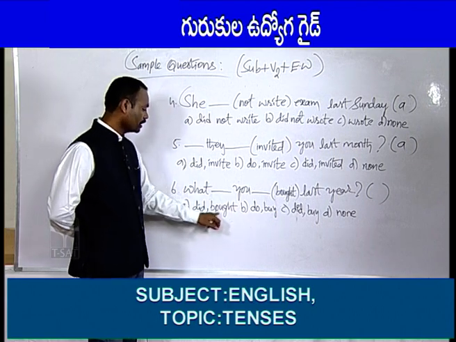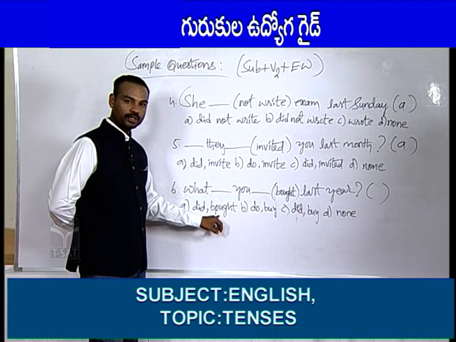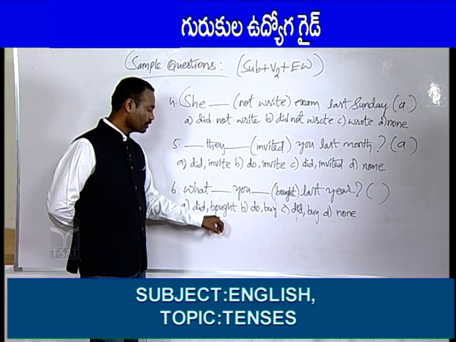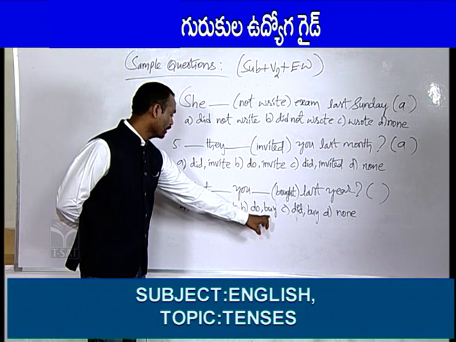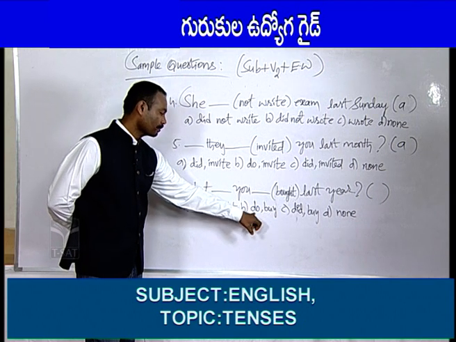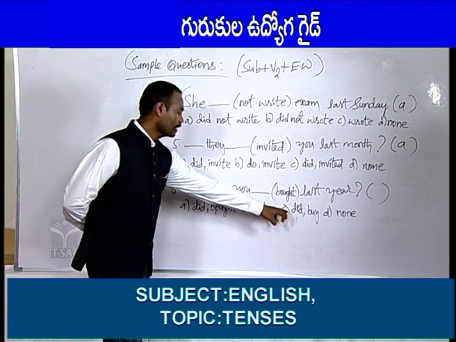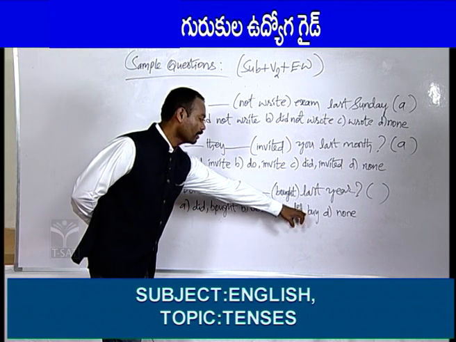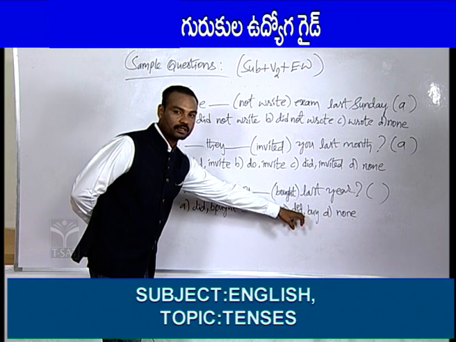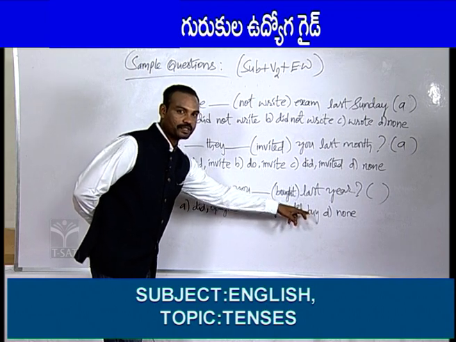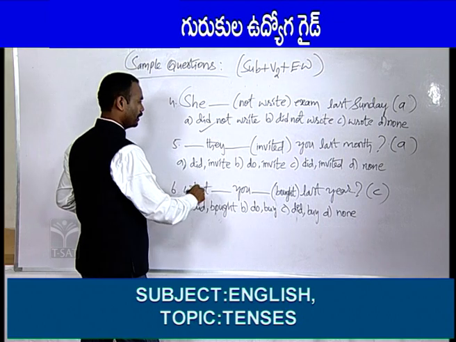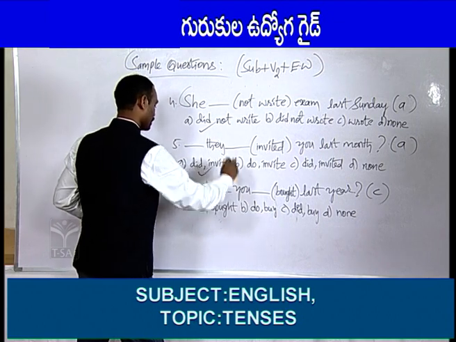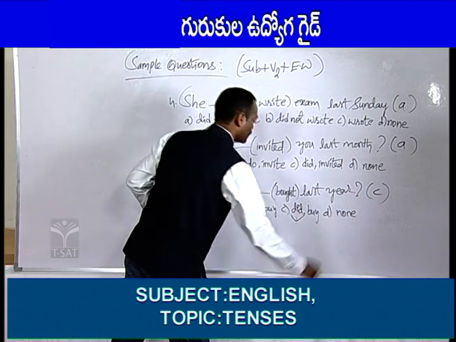Option A, did bought, it is wrong. Why is it wrong? Did buy is the right answer. Bought, we should not use second form. Next, option B, do buy. Buy is correct, but the helping verb is wrong. Next, option C, did plus buy. This is the answer. Answer is C. So here the answer is A, and here the answer is A. Here the answer is C.